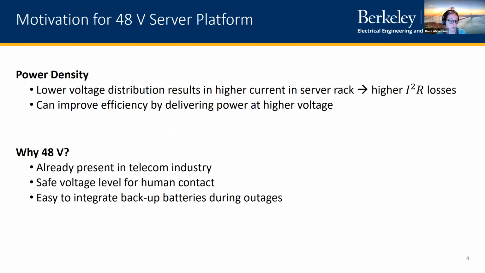So that's a voltage that's already present in the telecom industry. It's considered a safe voltage level for human contact. So there's various safety standards that vary from around 48 to 60 volts that say any DC voltage below this can be handled in a much easier way than say 100 volts. And it's also easy to integrate with backup batteries. So if you're stacking lead acid batteries together, you can easily get around 48 volts.